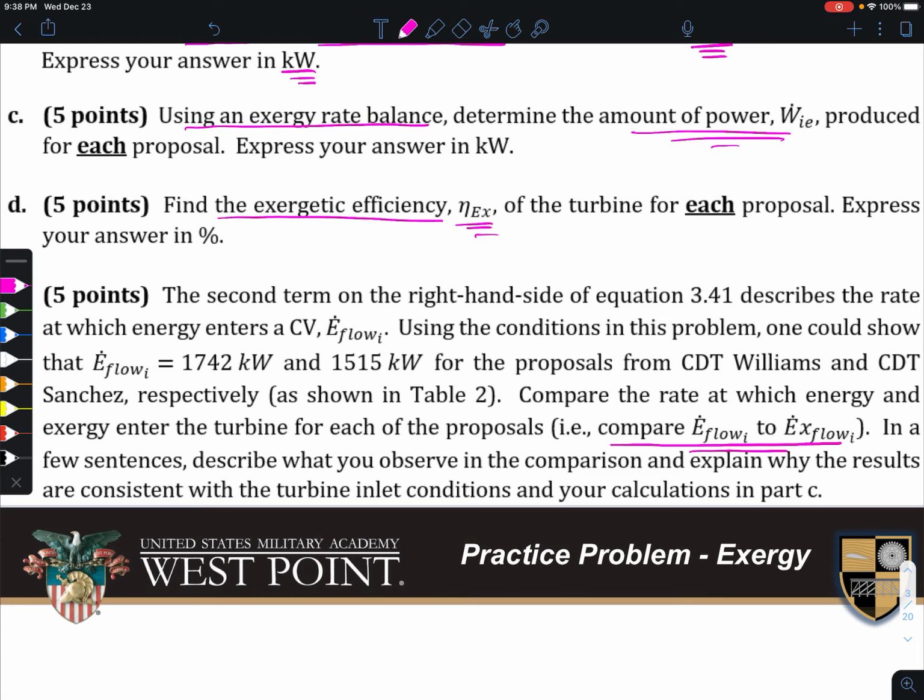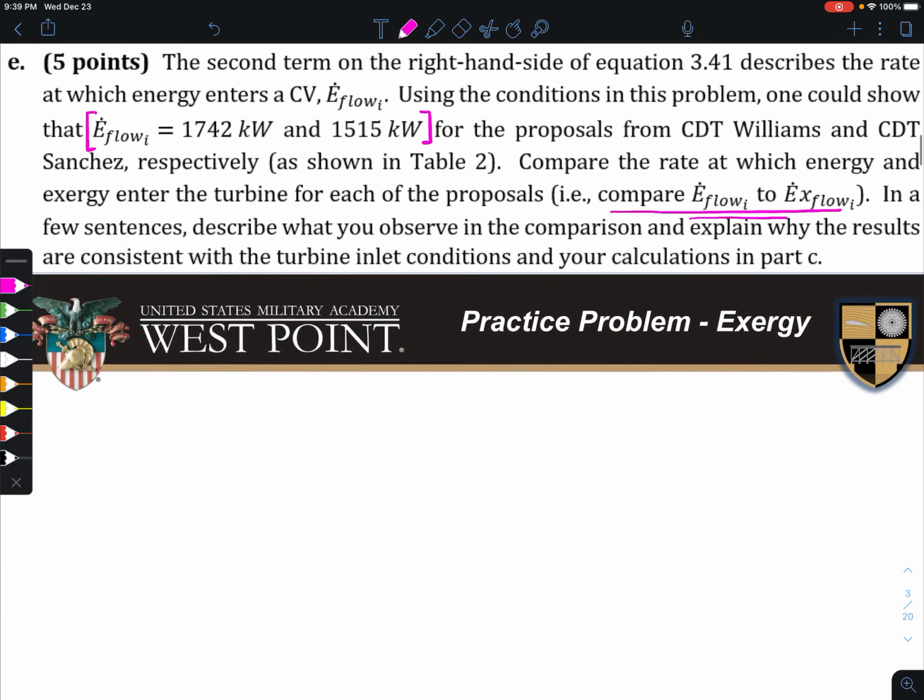The performance that is identified is called out here, and it shows that for Cadet Williams there's an energy flow rate of 1,742 kilowatts flowing into the turbine. And for Cadet Sanchez, there's a rate of energy flow, or power, of 1,515 kilowatts flowing into the turbine. So from those numbers alone, one might expect that Cadet Williams has designed a system that is going to produce more power. So let's figure this out.